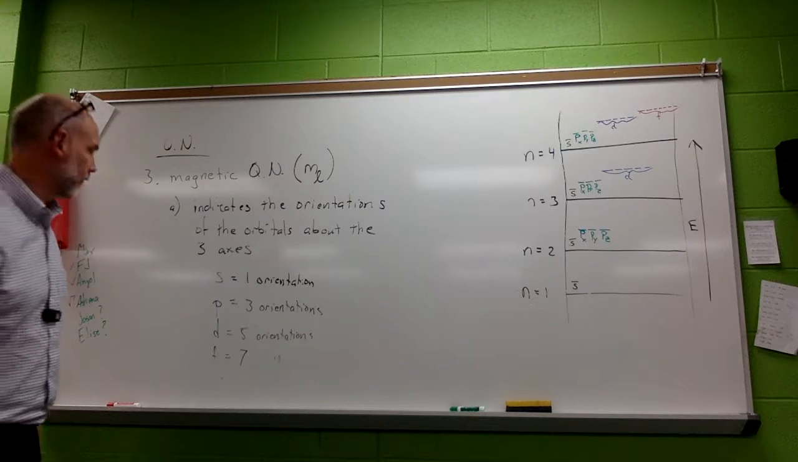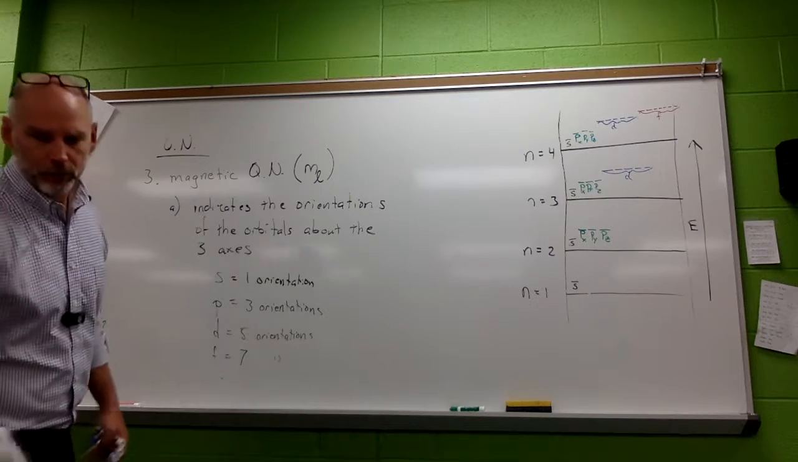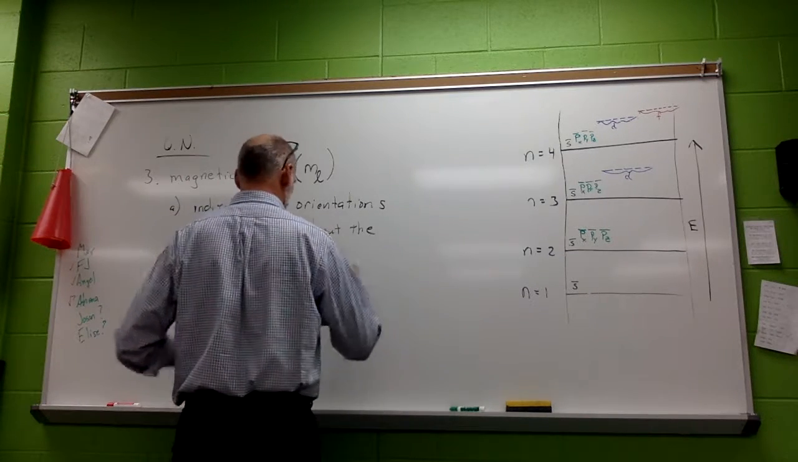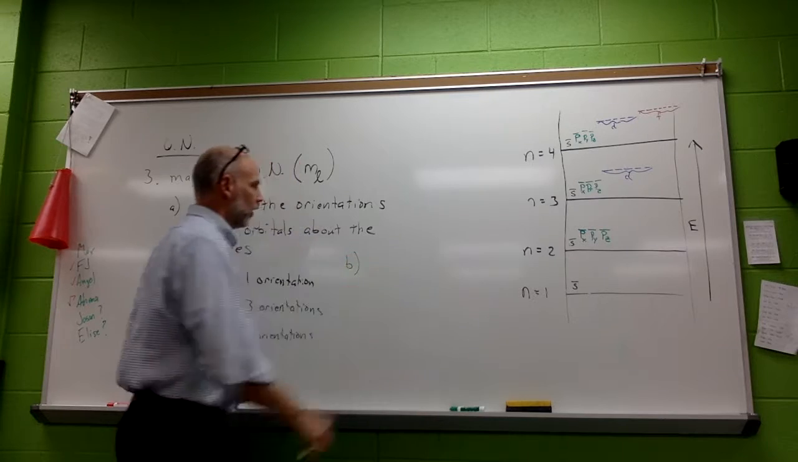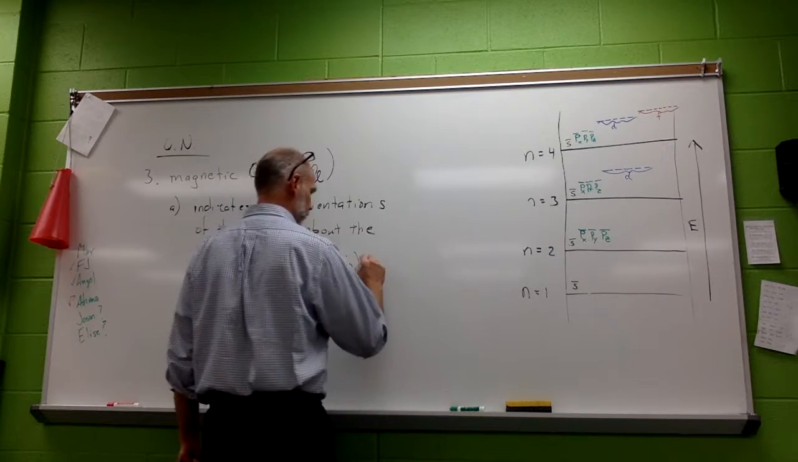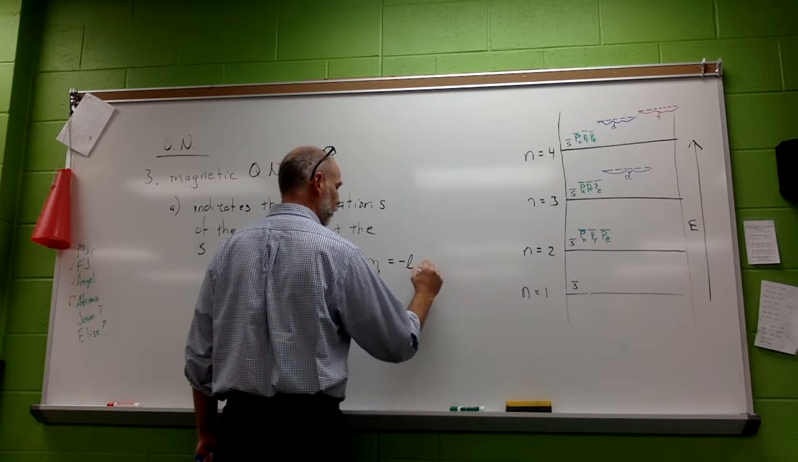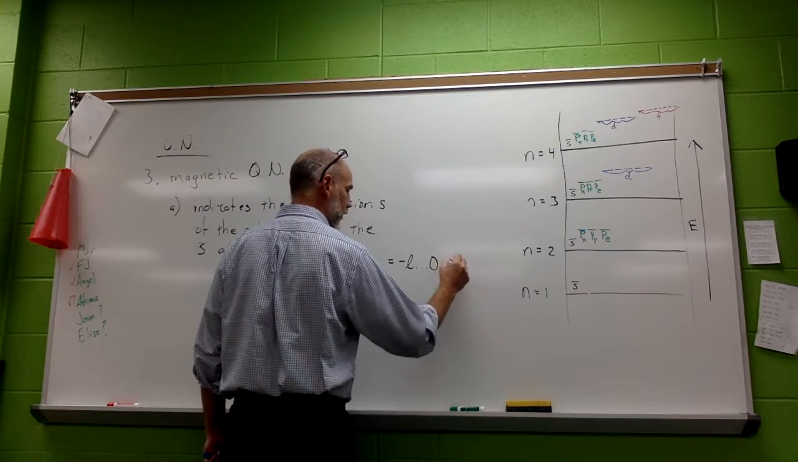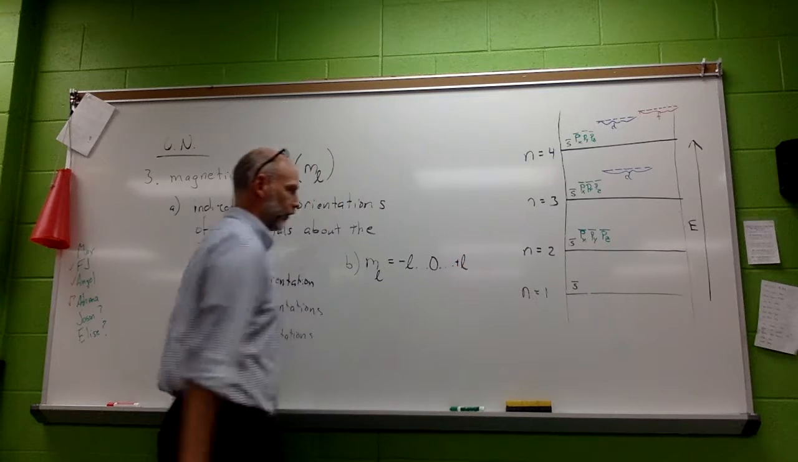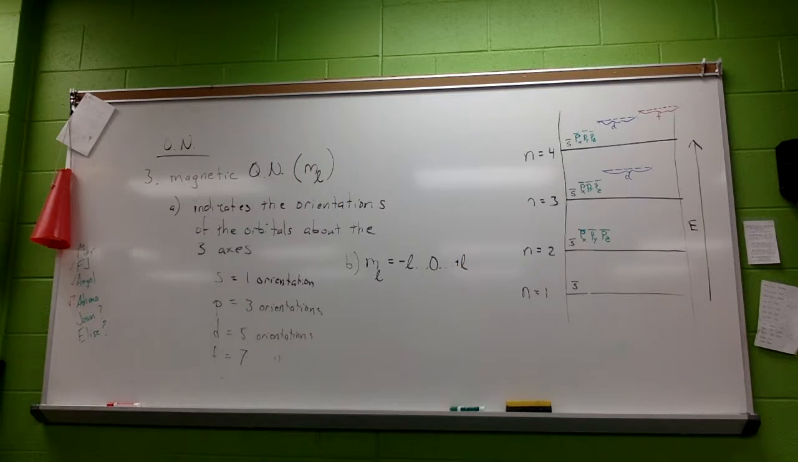Now, the possible values for M sub L are negative L through 0 up to positive L. This is where things start getting a little interesting. I think everybody's been hanging on pretty well so far. Everything's kind of making a little bit of sense. This is where it gets fun.